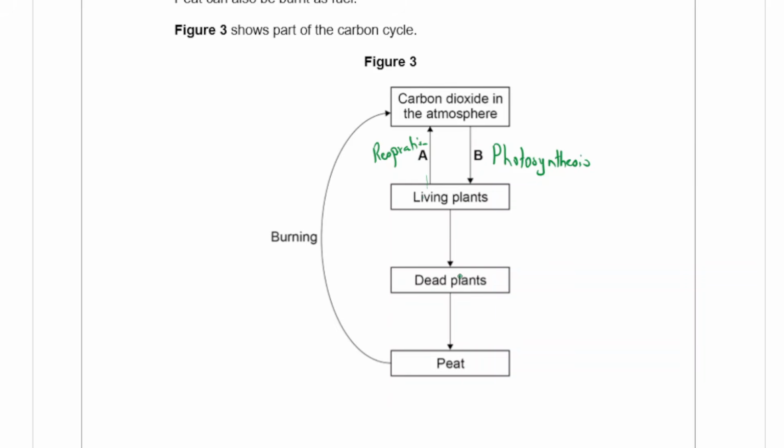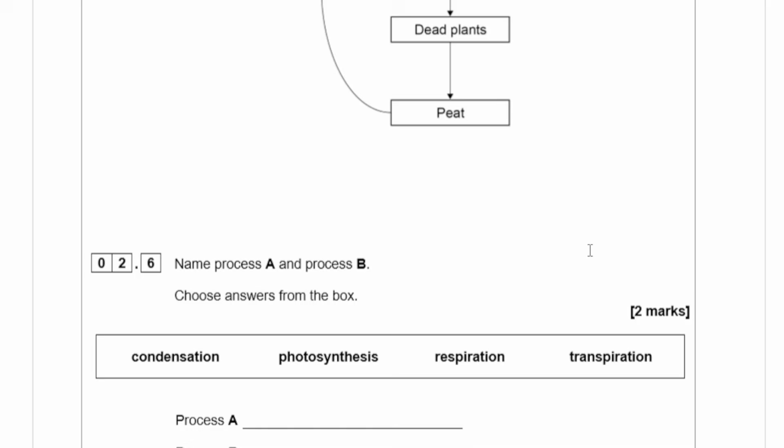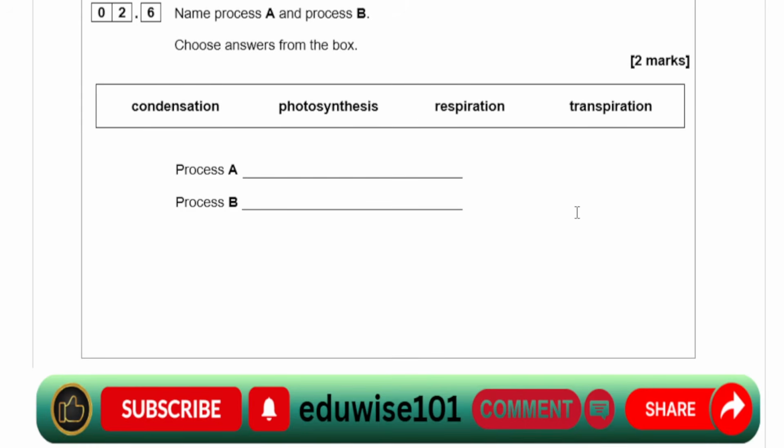From living plants, once the plants die, they turn into peat. When they're burning, carbon dioxide is being released. Name process A and B. So as I said, A is going to be respiration. B is photosynthesis.